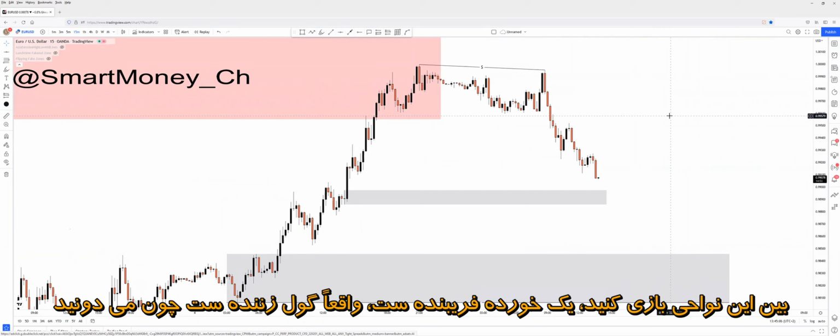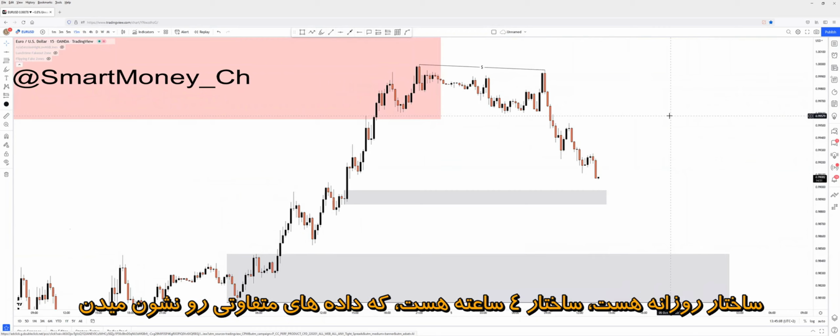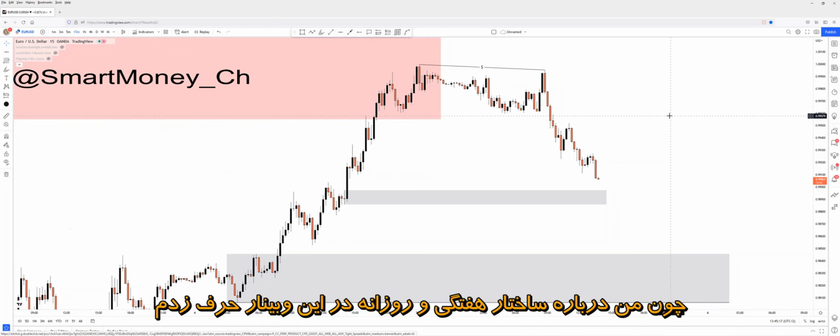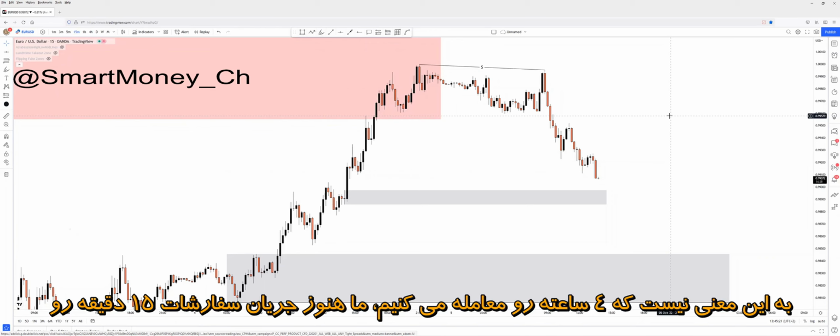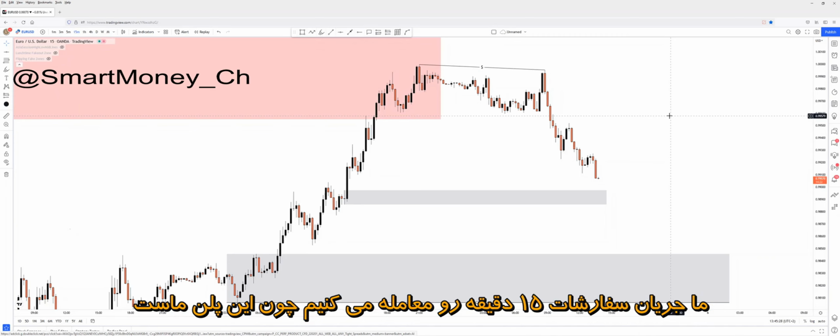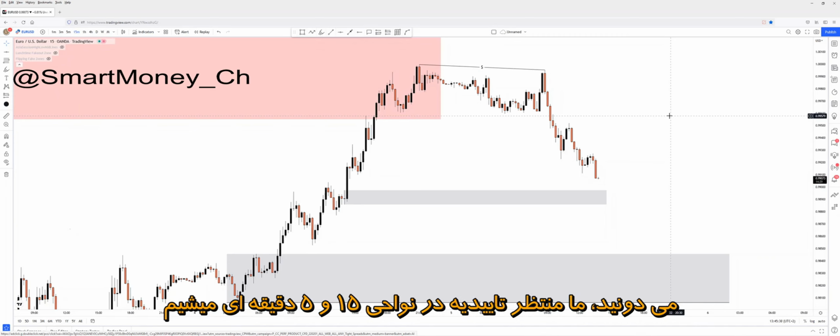It's actually tricky because there's the daily and there's the 4-hour, which is showing us different data. So we're on the 15-minute chart. We are still trading the 15-minute chart. Just because I talked about the weekly and the daily structure in this webinar doesn't mean that we will trade the 4-hour chart. We are still trading the 15-minute order flow, because this is our plan. We are waiting for confirmations on the 15 and 5-minute zones.